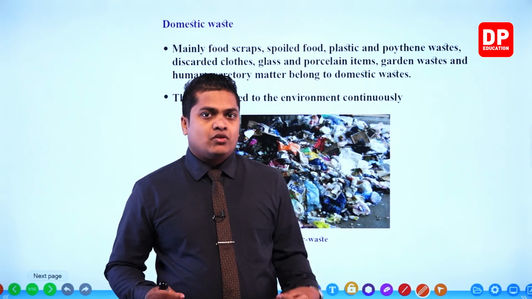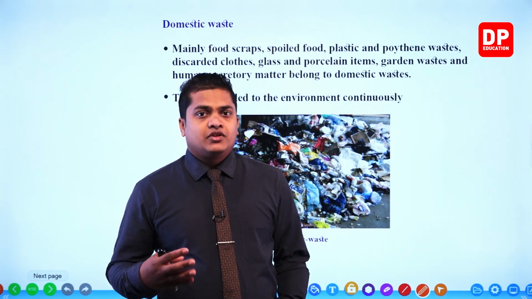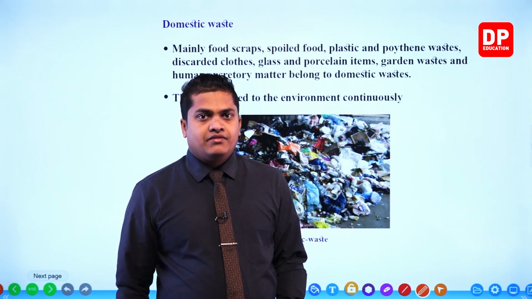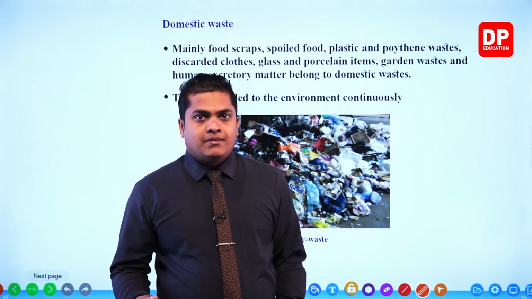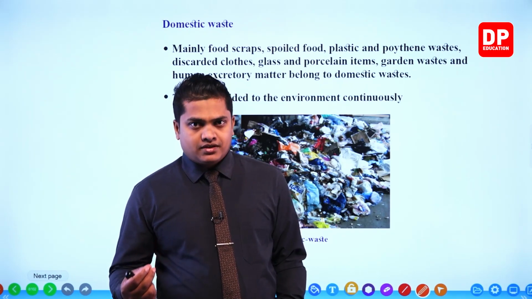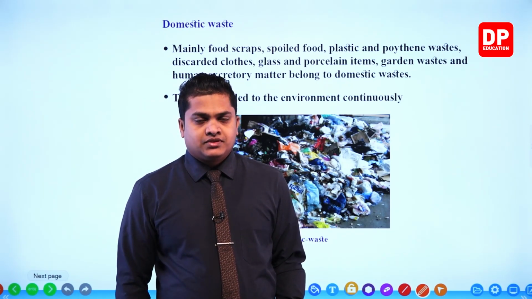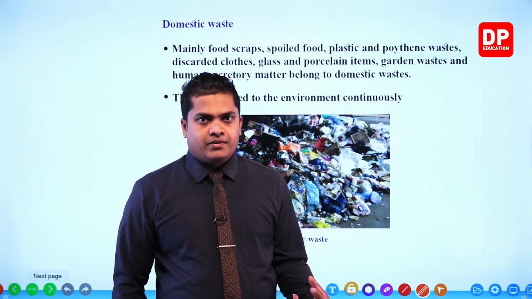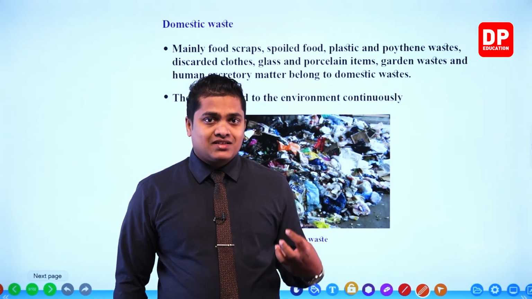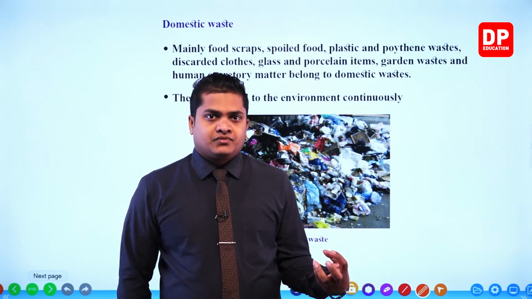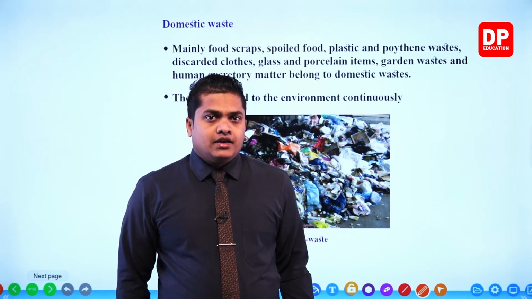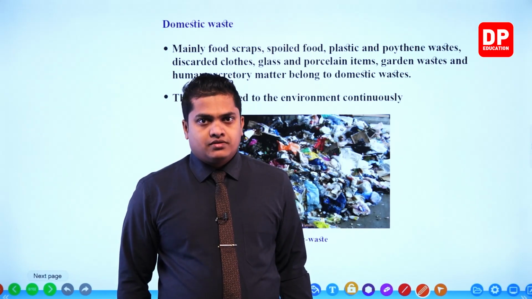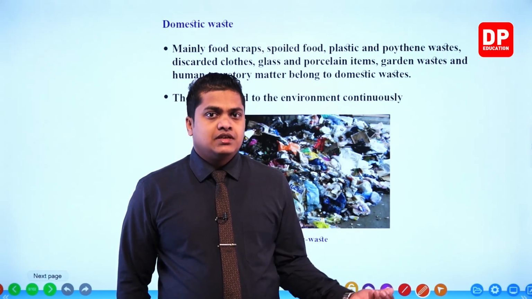The materials which cannot be used further, we're going to dispose into our environment. Some of these materials are toxic to the environment. Some materials are somewhat favorable, but even though they are favorable, there are several ill effects as well. So these are materials which we discard within our houses after the usage of substances.